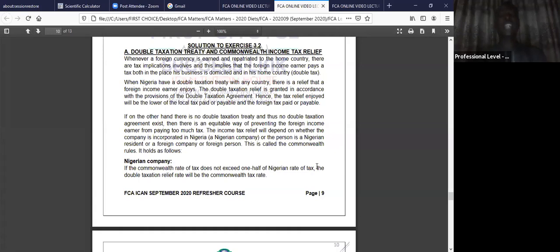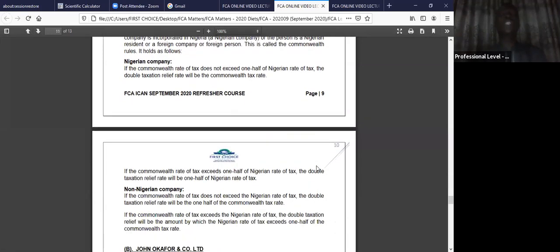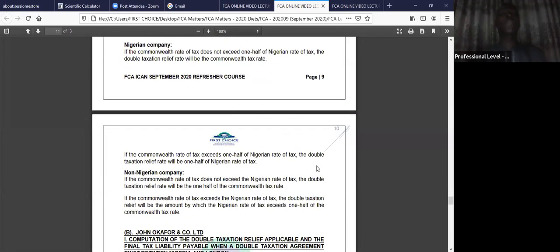It holds as follows. Nigerian company, if the Commonwealth rate does not exceed, that means it is smaller or equal to 1/2 of Nigerian tax rate, the double taxation rate will be the Commonwealth tax rate. Otherwise, if it exceeds 1/2 of Nigerian tax rate, then the double taxation rate will be 1/2 of Nigerian tax rate.